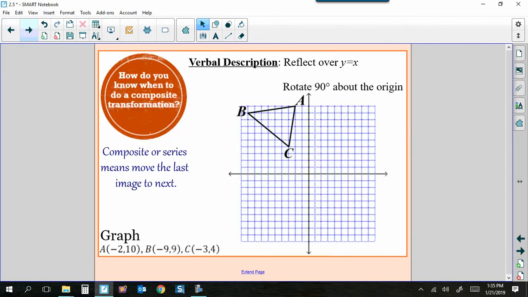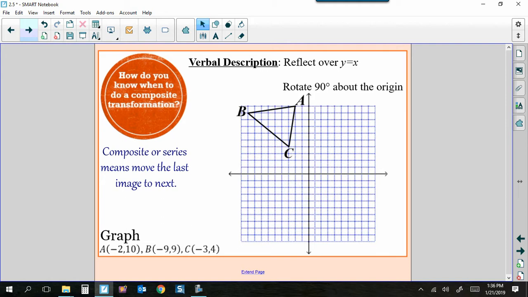Okay. So let's go ahead and do one. How do you know when to do it? The first way is if you're flat out told how to do it. In this case, you're going to take triangle ABC and reflect it over the line y equals x, and then take that image and rotate it 90 degrees about the origin. So the first thing I need you to do is pause the video and graph triangle ABC. The coordinates are in the lower left side of your screen.